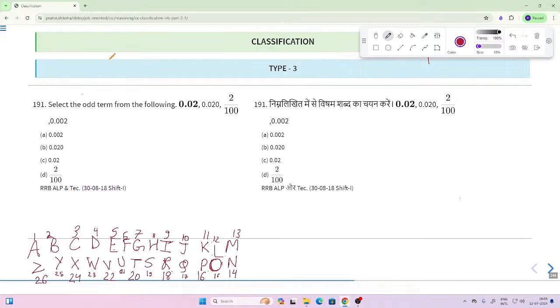Select the odd term from the following: 0.2, 0.02, 0.020, 0.0200, and 0.002. If it isn't obvious, this is the odd one out because all the rest mean the same thing. In a decimal place, any trailing zeros to the right of the last significant digit are ignored. So B, C, D are all 0.02. Hence, A is the correct choice.